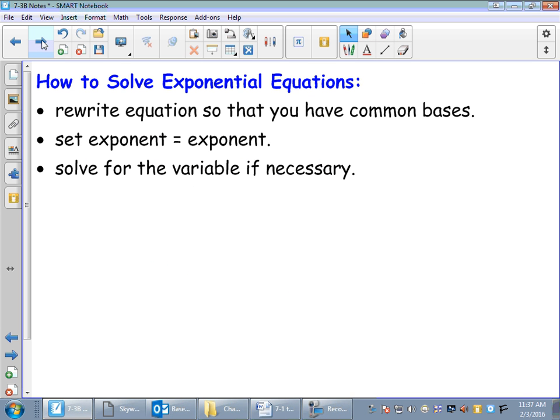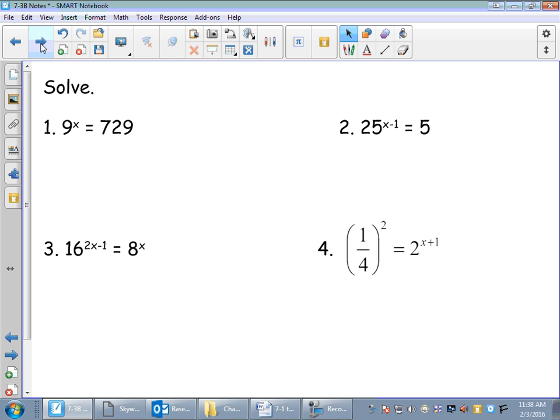So here's your step-by-step of how to solve these equations. First thing you're going to do is you're going to rewrite the equations so that you have common bases. You're going to use a calculator to figure that out. So you're probably going to want the calculator for this part just to kind of figure out how can I rewrite my base. That's the most important part. Once you get a base equal to another base, you can ignore the bases and set the exponents equal to each other. So exponent equals exponent, and then solve, just like I did in the example. So let's go ahead and try it.